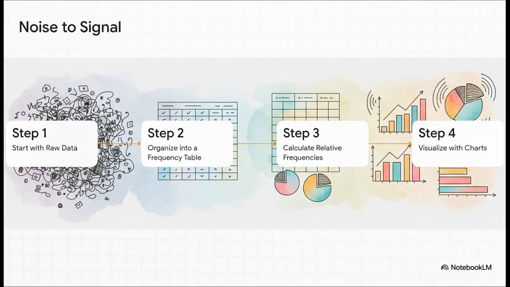We've literally just walked through the entire noise-to-signal process. We started with a chaotic mess of raw data, we brought order to it with a frequency table, we added crucial context with relative frequencies, and then we told the story with clear, powerful charts. This is the fundamental workflow for making sense of this kind of information.